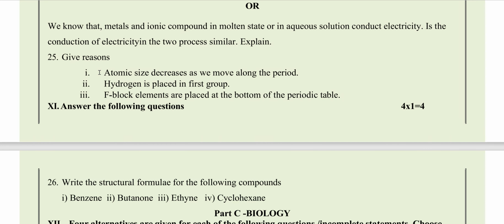Very good. Give reasons. Option 1, atomic size decreases as we move along the period. Give reason. Option 2, hydrogen is placed in first group. Option 3, F block elements are placed at the bottom of the periodic table. Answer the following questions. Now this question carries 4 marks.